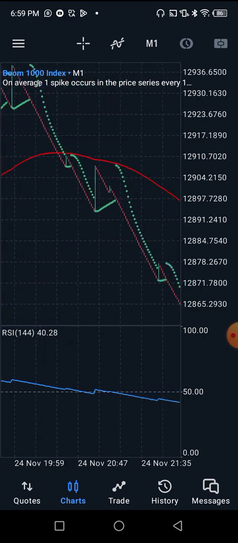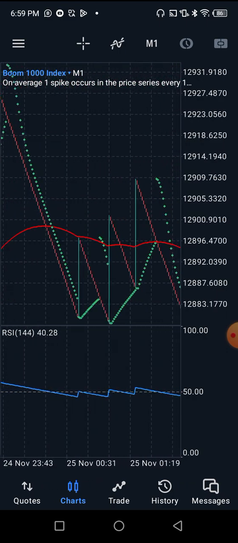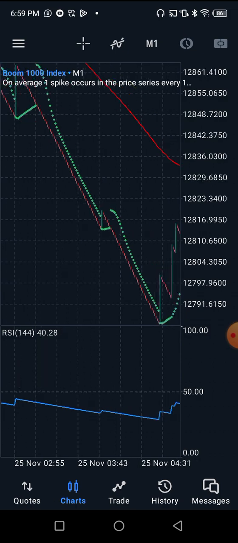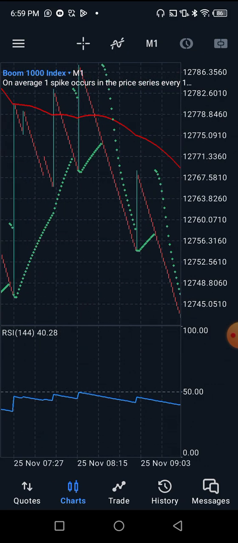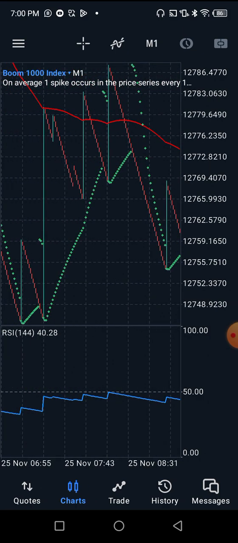Guys, just pay attention guys. This strategy is fire guys. You will use this strategy to make money. I mean to make money as long as you follow the rules. So now let me show you the rules.